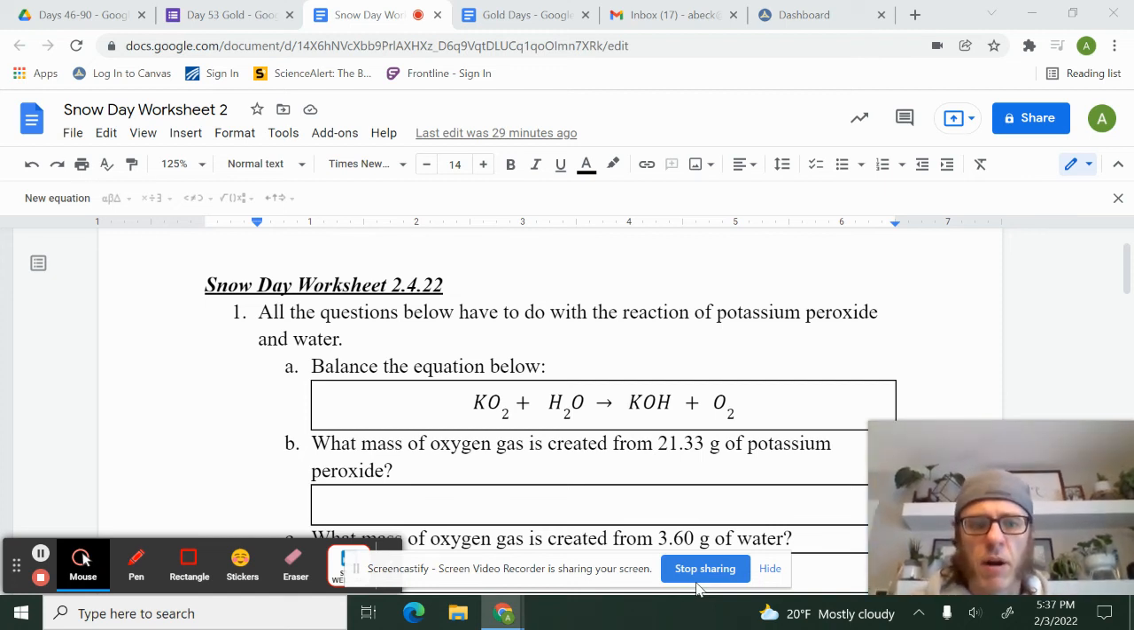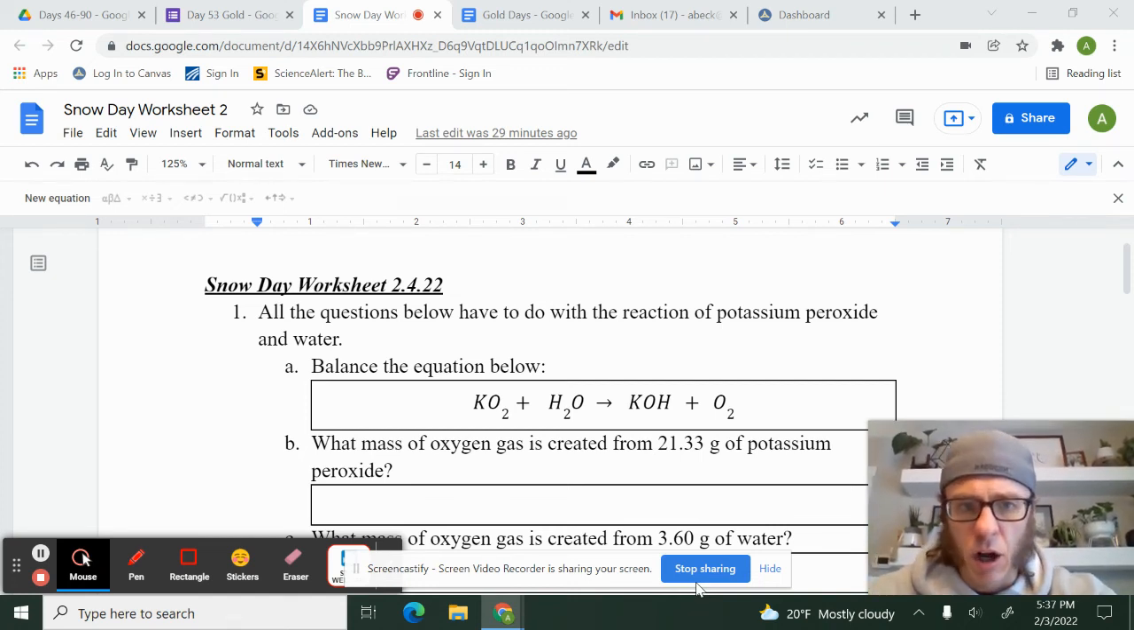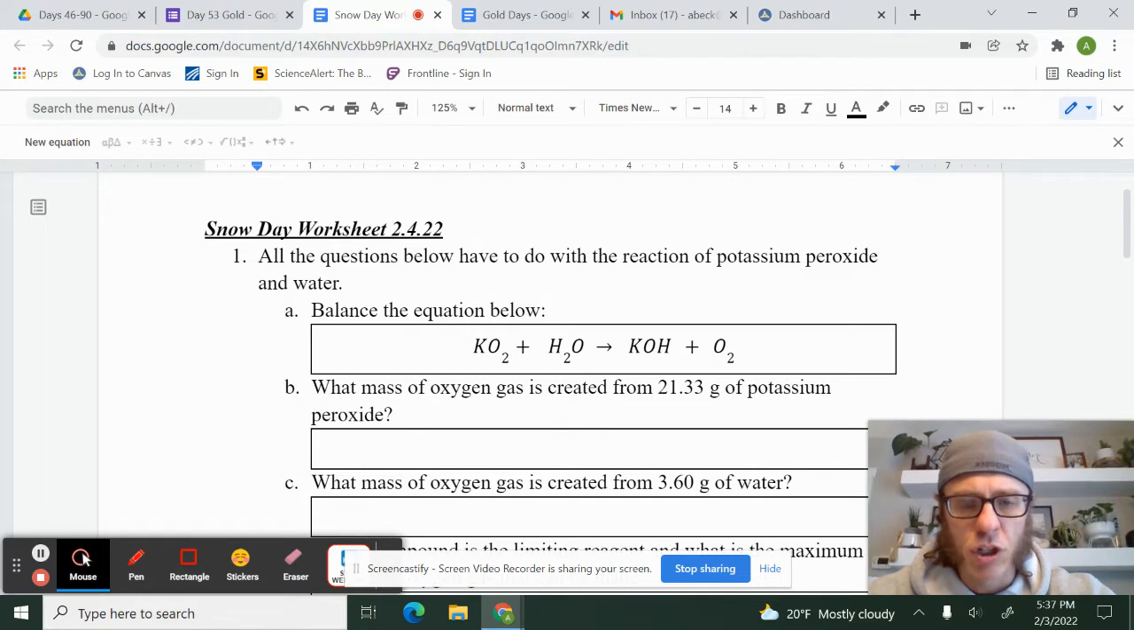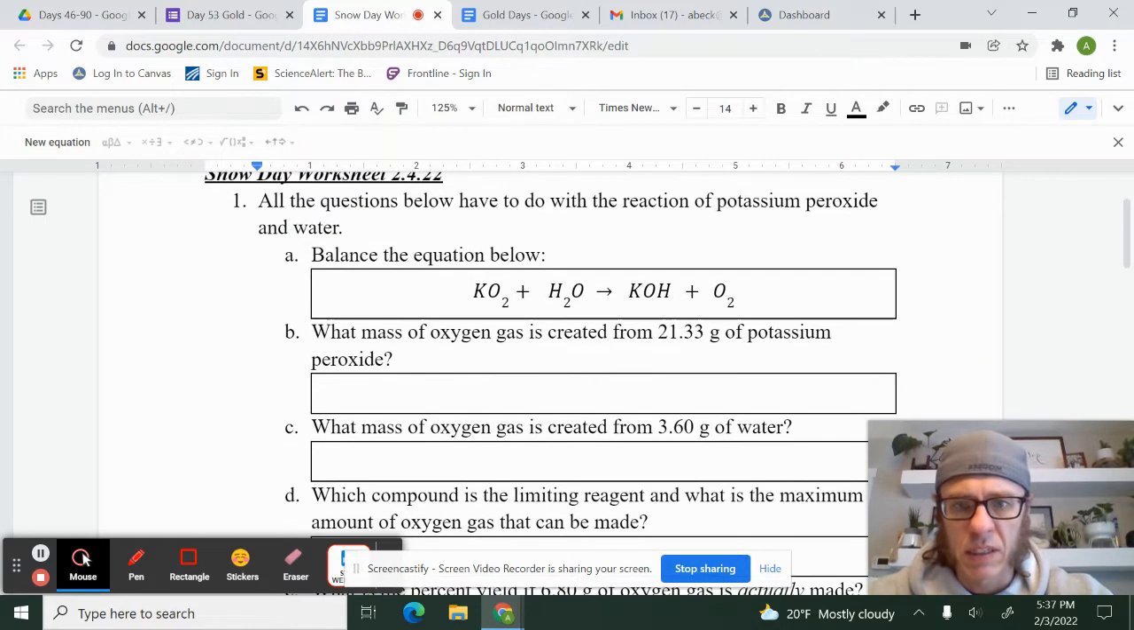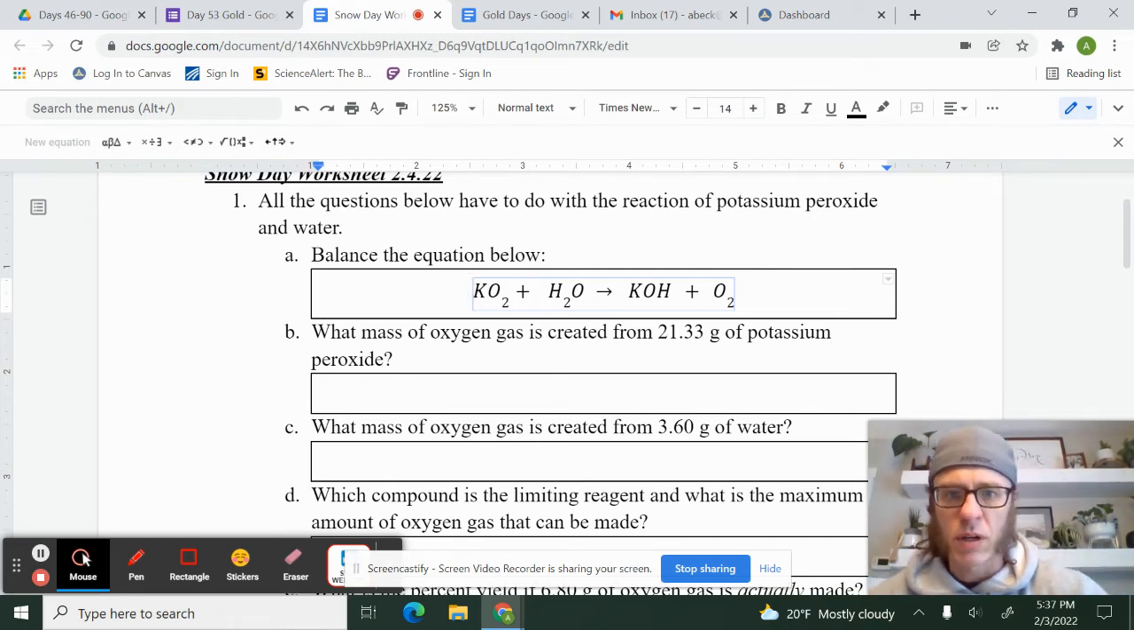Hey guys, what's up? All right, so we're gonna do a little example here of limiting reagents and percent yield, so we can see what's happening. The first order of business here is we're gonna balance this equation. There's several ways to tackle this one. I'm doing this one here because it's kind of hard. The one for the example is gonna be a little easier, or the ones that you have to do.